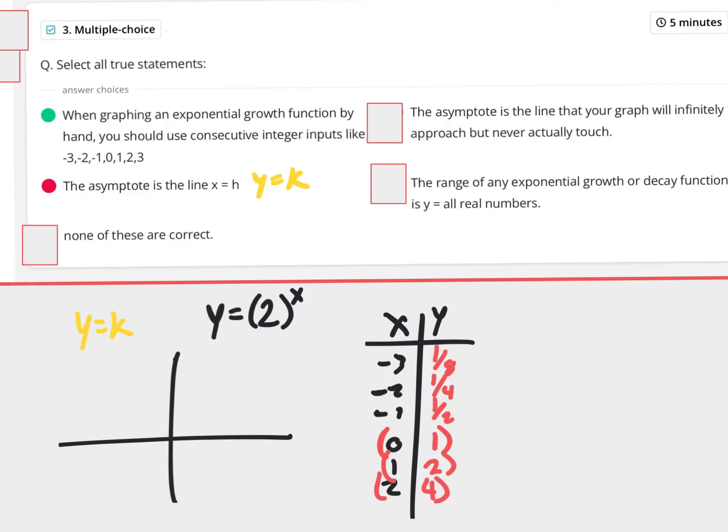None of these are correct. Obviously, that's not true because we already know that that first one was correct. The asymptote is a line that your graph will infinitely approach but never actually touch. That sounds absolutely right. That's why it's green.